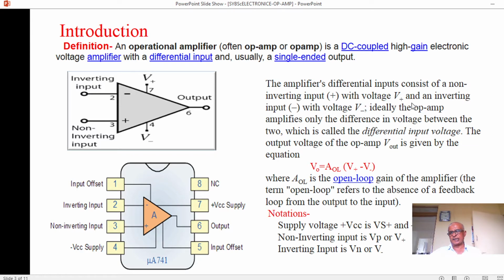So in this case, the output V out of the op-amp is given by the equation VO, that is output voltage, is equal to A OL, where A stands for gain and OL stands for open loop, into bracket V plus minus V minus. So this is the differential input, meaning we consider the difference between non-inverting input V plus and inverting input V minus. So the minus indicates the difference. Then we multiply this difference by the gain to get the output voltage.